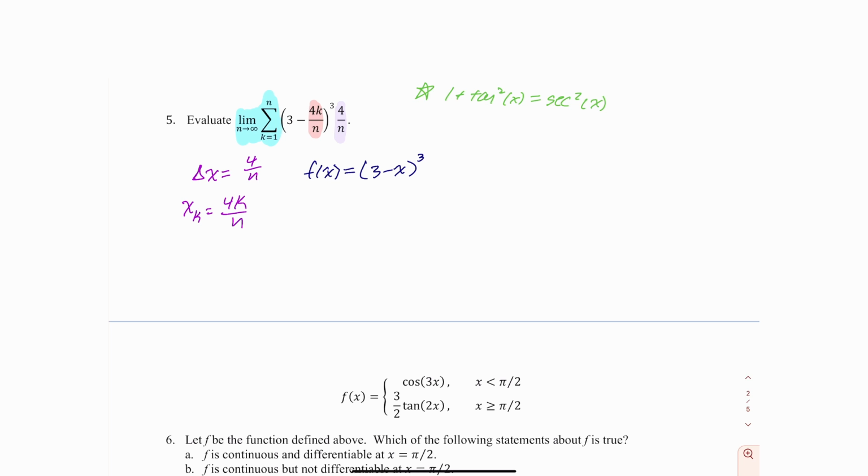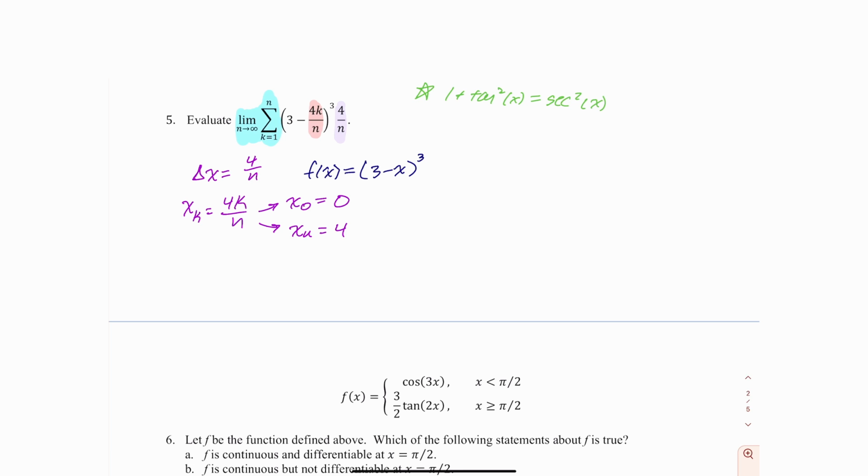And then once we have x sub k, we'll find x sub 0, which means plug 0 in for k. So you get 4 times 0 over n, which is definitely 0. And then x sub n, we plug in n for k. So we have 4n over n, which is just 4. So we're going from 0 to 4 here.